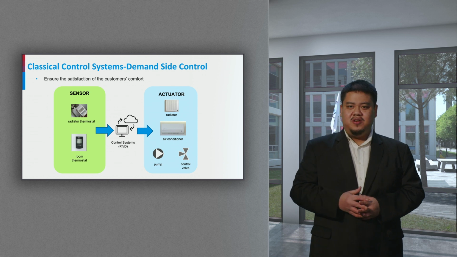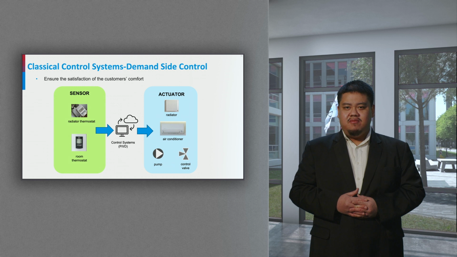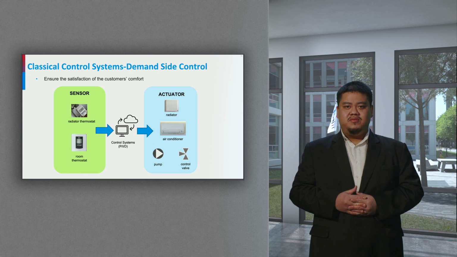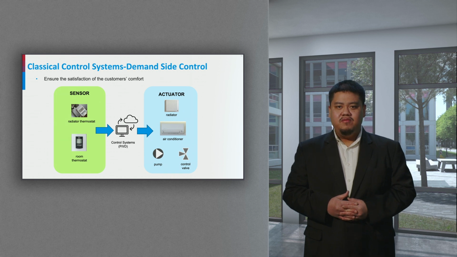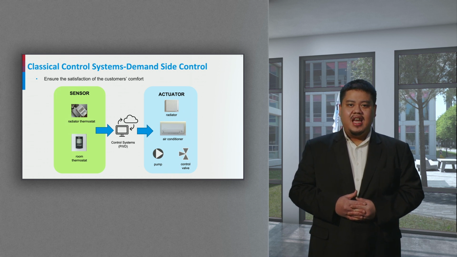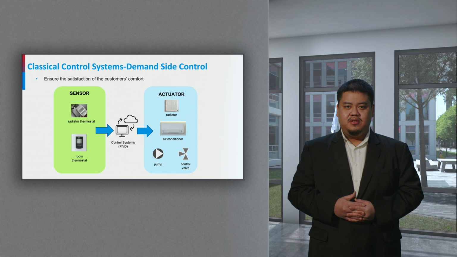The last classical control system is the demand-side control system. The demand-side control system is responsible for ensuring customers' comfort by maintaining the room temperatures by adjusting the heating valve and pumps according to thermostat sensor readings.